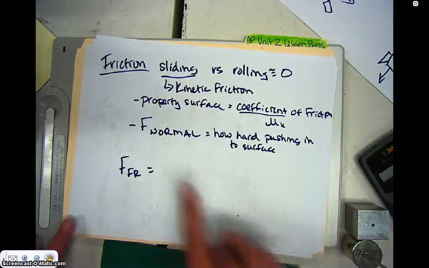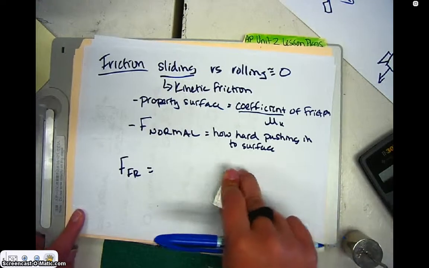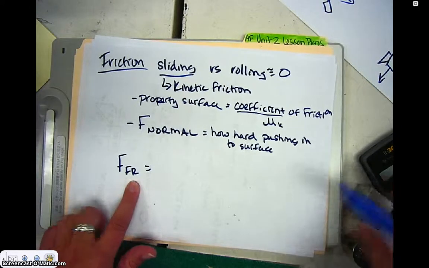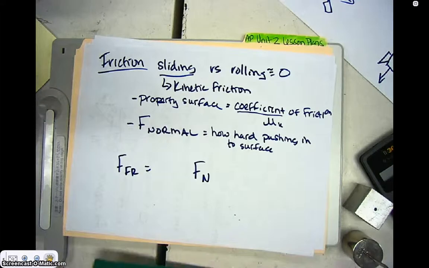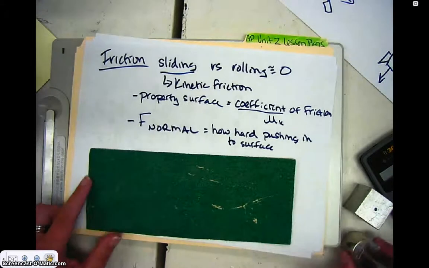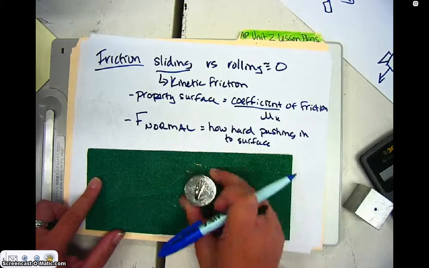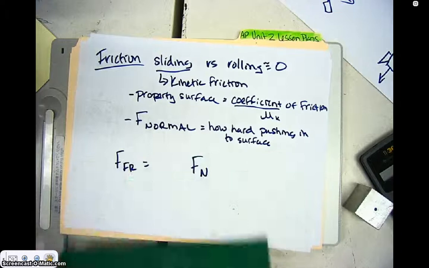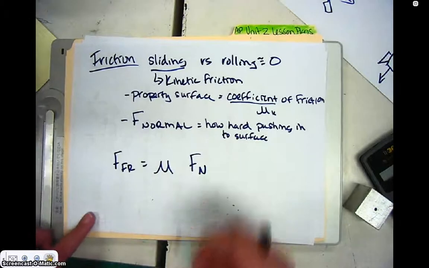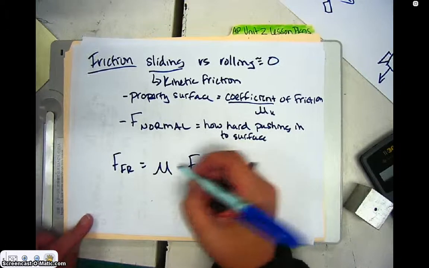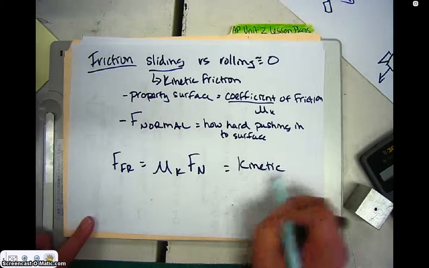So let's think about it. If force normal increases, so if I push into something harder, friction will go up. So I'm going to put force normal right here. Now, for the coefficient of friction, if the coefficient of friction is larger, so there's more friction between the surfaces, then the friction will also increase. So we end up with the equation: force friction is equal to a property of the surface times force normal. This is the equation for kinetic friction, when we have something sliding.